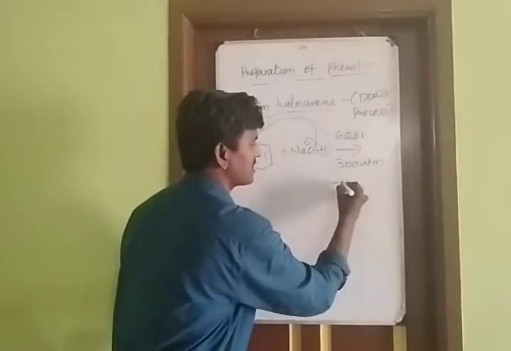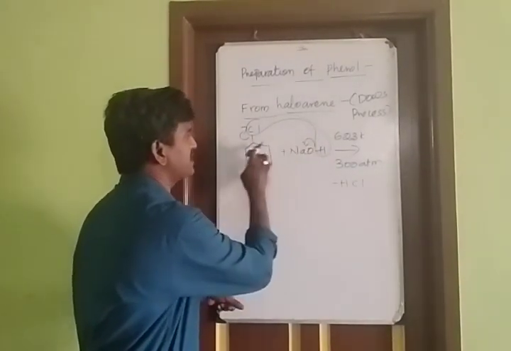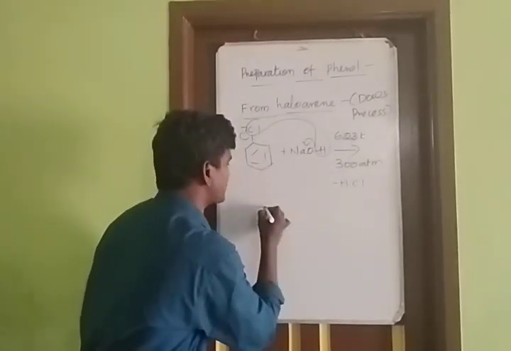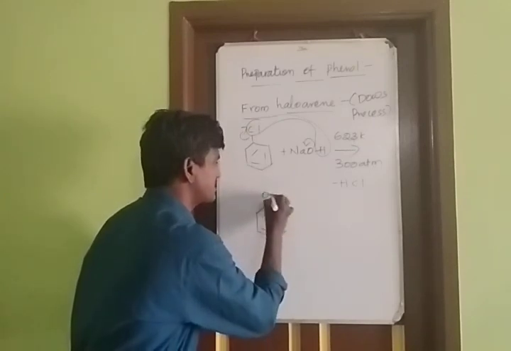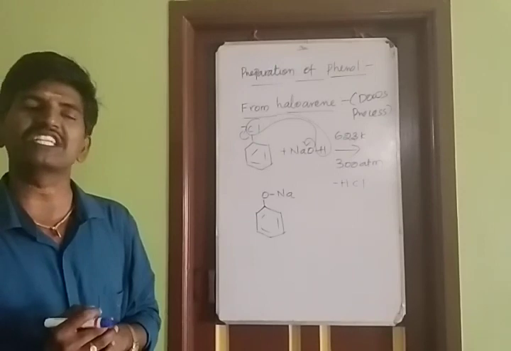So HCl is removed. What's the charge of NaO? O minus. This carbon atom charge is plus. So by bond formation, you can get sodium phenoxide. You can get one intermediate, its name is sodium phenoxide. Next, we have to do acidification.